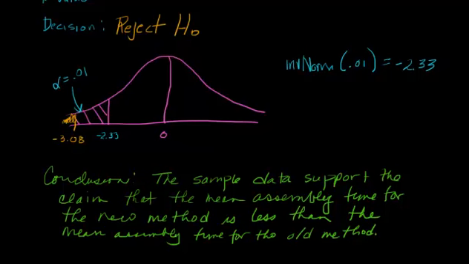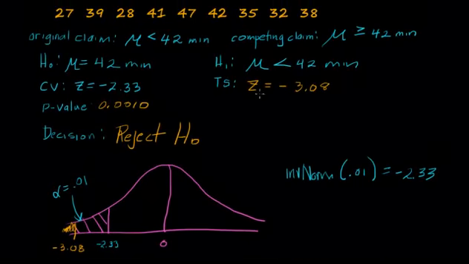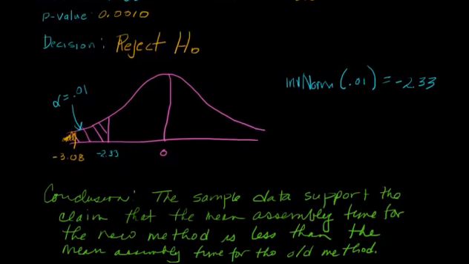And let's just point out again how we wrote that conclusion. Since the original claim does not correspond to the null hypothesis, rejecting the null hypothesis then gives us some support for the original claim. And that's what we've stated.